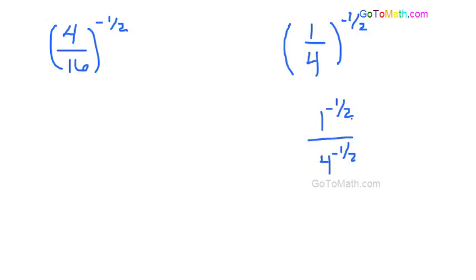But we want to write this with positive exponents, so we would take this 1 to the negative half down into the denominator, and that makes that a positive a half. Then we take the 4 up into the numerator, and that makes that a positive a half. And then, of course, 4 raised to the half is just 2. 1 raised to the half is just 1.